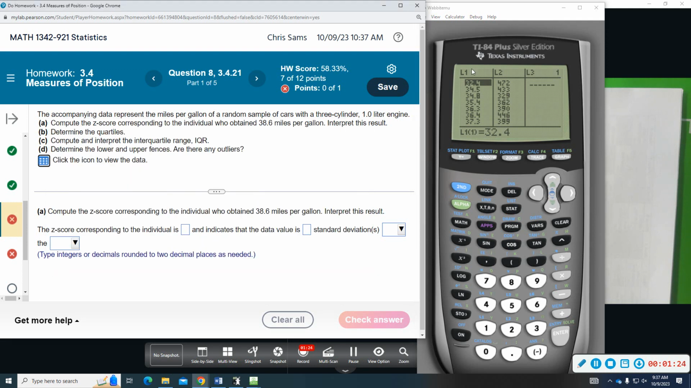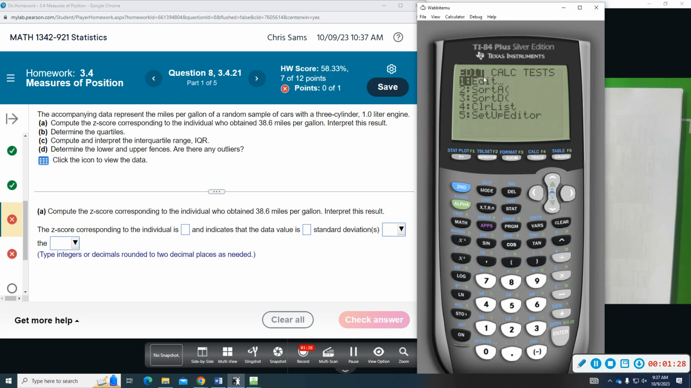So once I have this entered into L1, I go to Stat again, go over to Calculate, and then tell it one variable statistics, and then tell it to calculate. It gives me my sample mean, and we're going to round that to, I'm going to say 4 decimal places. The fewer times you round, the better.